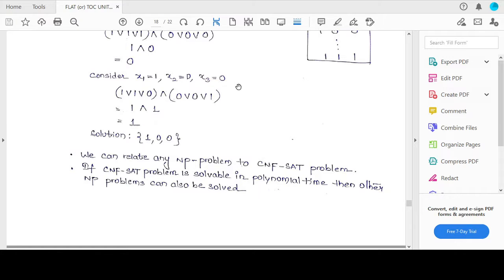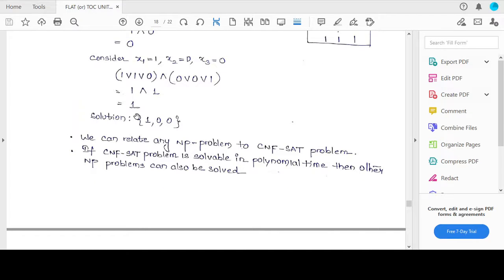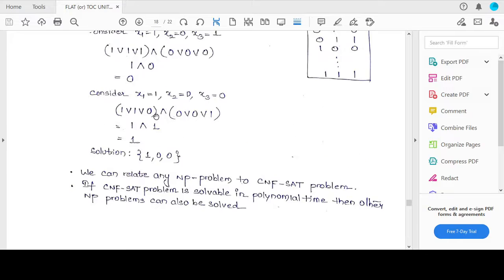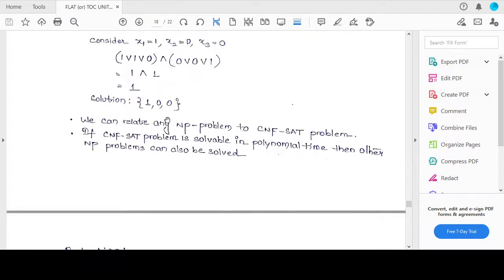So by substituting these values in the given satisfiability equation, I got the true result, right? So since I got the true result, one of the solutions for this problem is 1 comma 0 comma 0. So that means x1 is equal to 1, x2 is equal to 0, x3 is equal to 0. So this is the solution for this satisfiability problem.